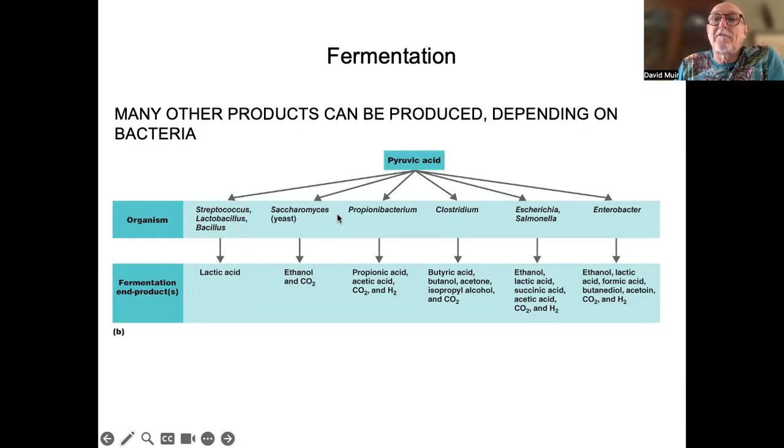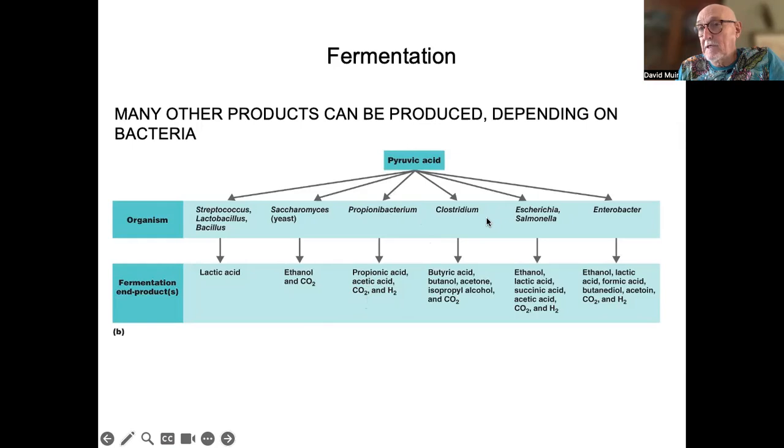Yeasts are alcohol fermenters, and they only produce ethanol. They produce ethanol and carbon dioxide. But there are other organisms which we're going to see produce a mixture of all sorts of different compounds. This one, Propionibacterium, produces an organic acid called propionic acid. It also produces acetic acid or vinegar and carbon dioxide, and can also produce free hydrogen as part of this process.